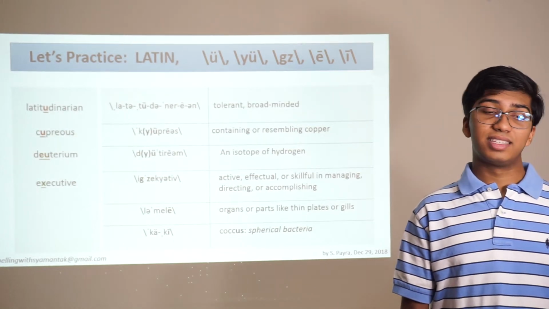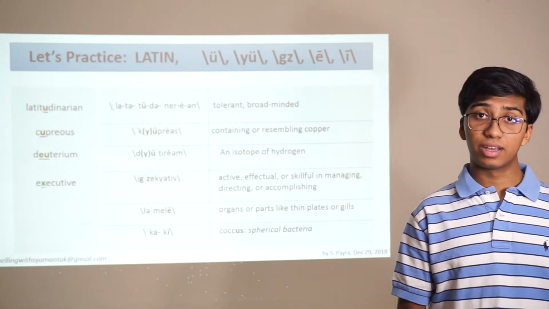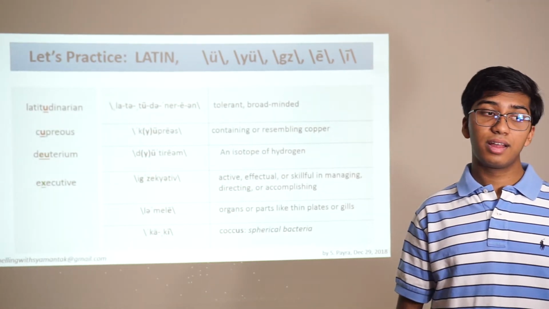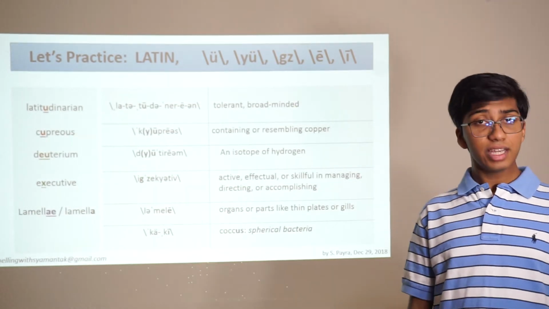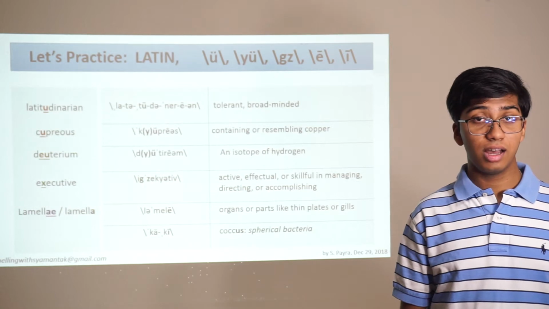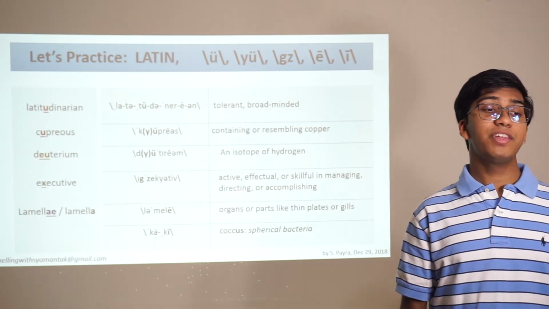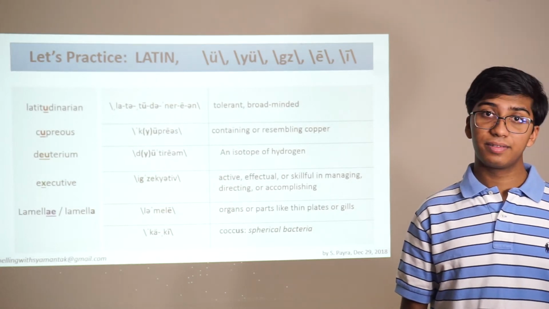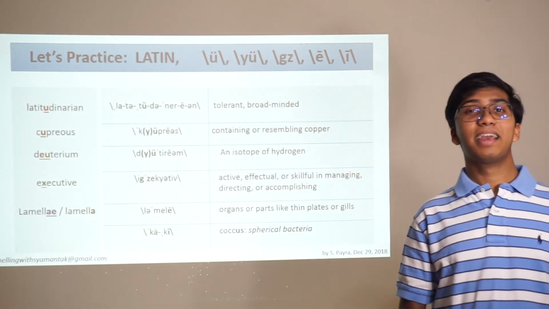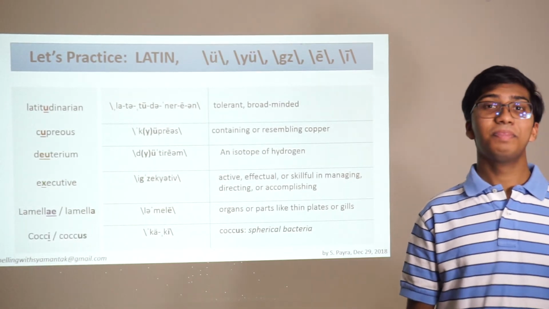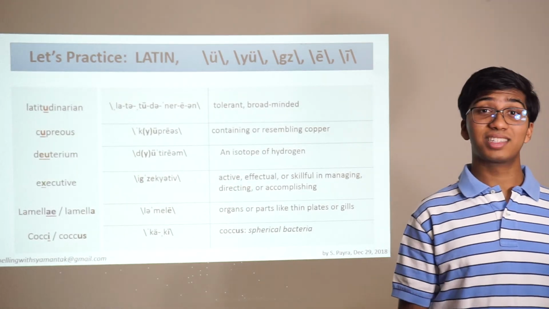Lamellae. This is a plural noun, and it means organs or parts like thin plates or gills. That one has an AE. It's a plural noun. The singular is just lamella, for one organ or part, like a gill. And then you have cocci. This is a bunch of spherical bacteria. That one's spelled like this. That has an I. In the definition box, you'll see the singular form coccus.